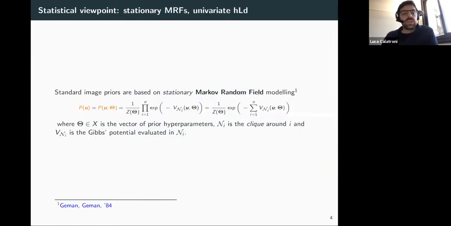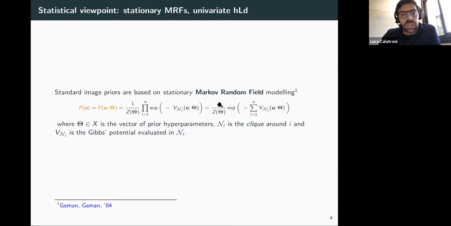The framework is also very well known and very well explored, which is the one of Markov random field modeling, and in particular stationary Markov random field modeling, where the idea is to assume that my prior distribution, where now I am highlighting the dependence on some hyperparameters defining the prior and lying in a space which for the moment is intentionally left general, of course, but which will be made specific in the following, takes this form.